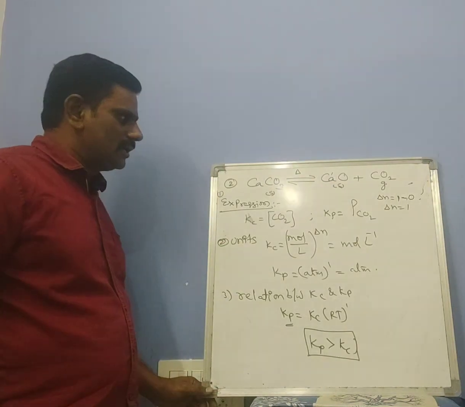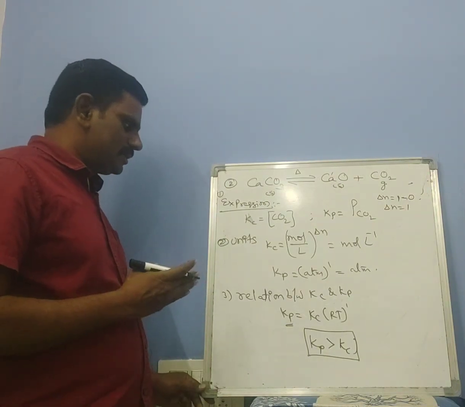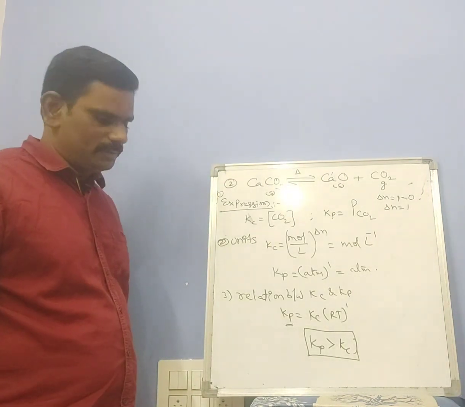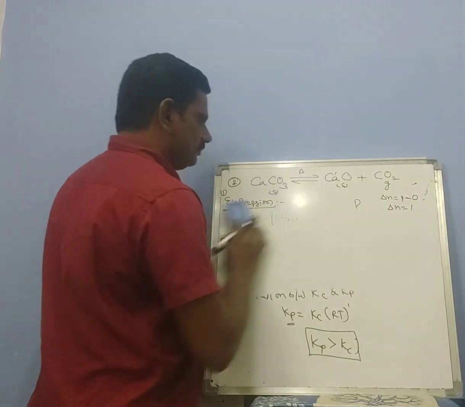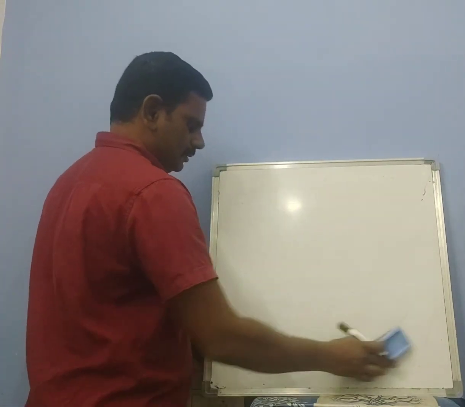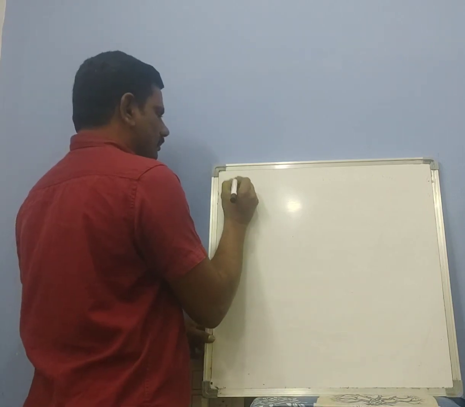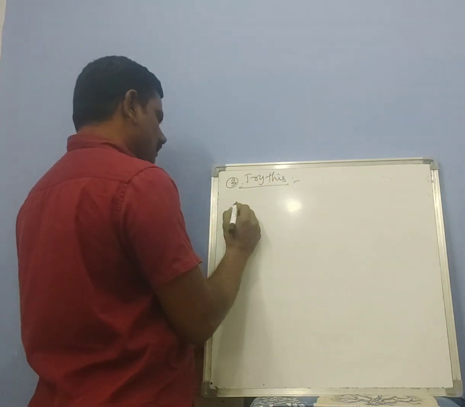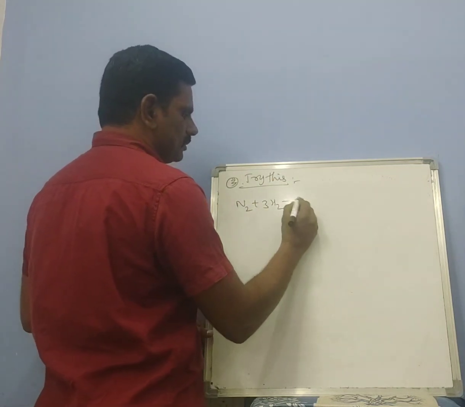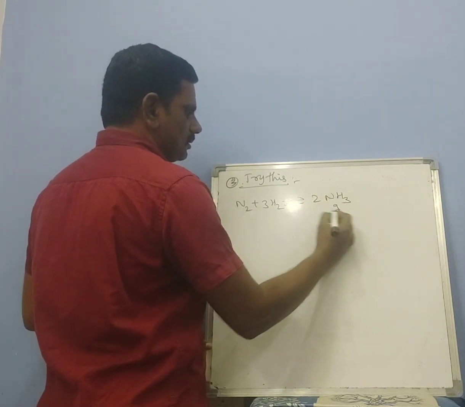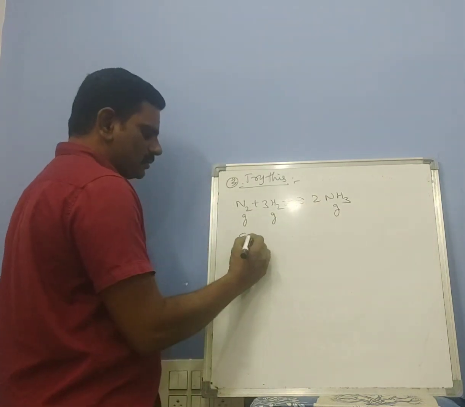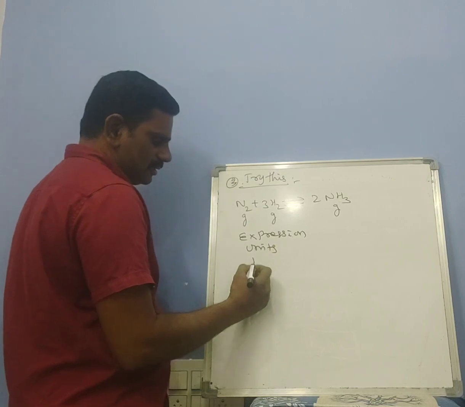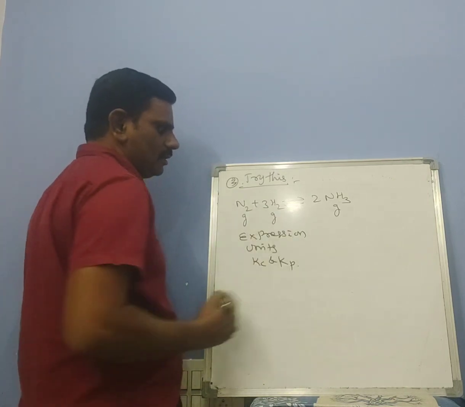And now I will give you a reaction, and write the expression, units and relation between Kc and Kp for that reaction in our comment box. Third reaction, try this question. N2 plus 3H2 gives 2NH3, all gases. So you have to write the expression, units and relation between Kc and Kp in the comment box.